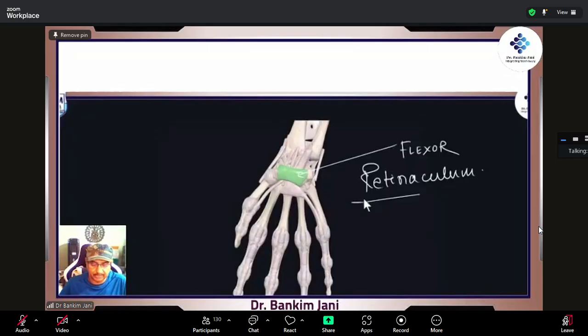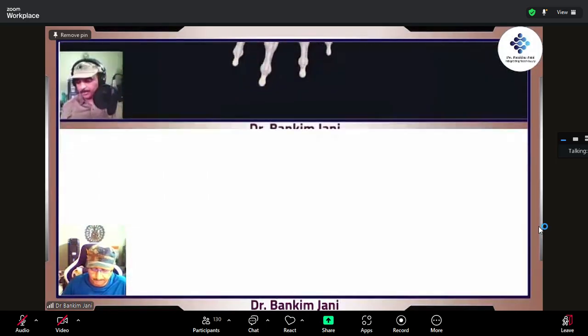So the flexor retinaculum, yes, you can see that, right? And then there is a common flexor sheath. Common flexor sheath. And this is the sheath which is going for digiti minimi, and this is what is going for the pollicis, or the thumb.